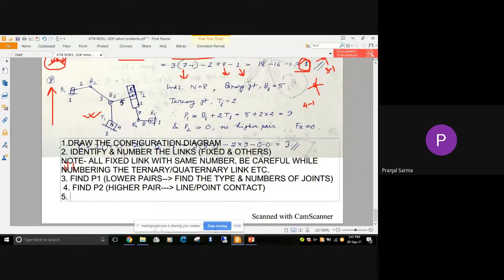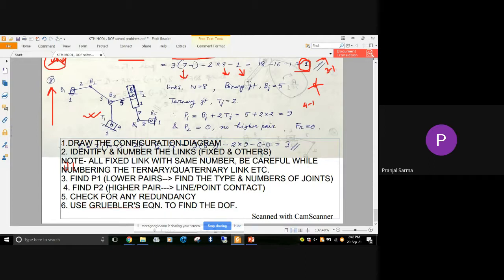Okay. So now n is done. You are identifying the number of links. P1 you have obtained, P2 you have obtained. And also you have to check for any redundancy. Now, using Grubler's equation, find the degree of freedom. Correct? Understood? So these are the basic steps.